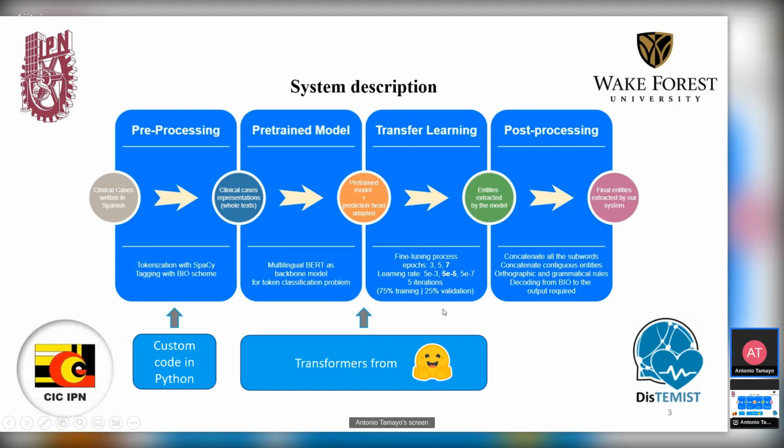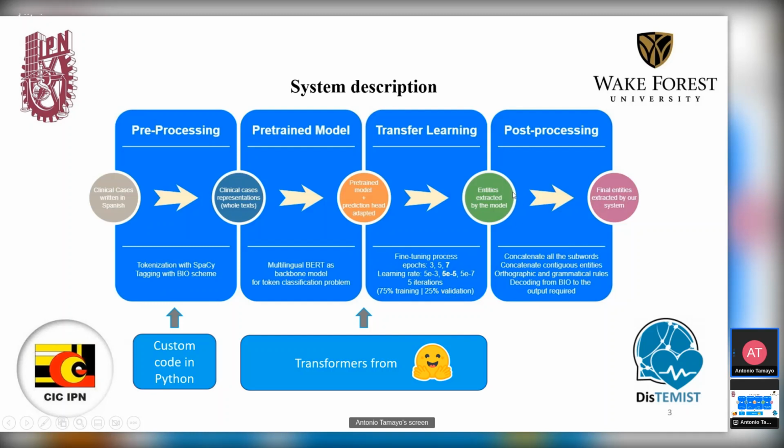Here we can see the hyperparameters that we used in our work, and highlighted we can see that the best configuration was a learning rate of 5 powered by -5 and 7 epochs. We used 5 iterations for all of our experiments, and we used 75% of the samples for training and 25% of the samples for validation.